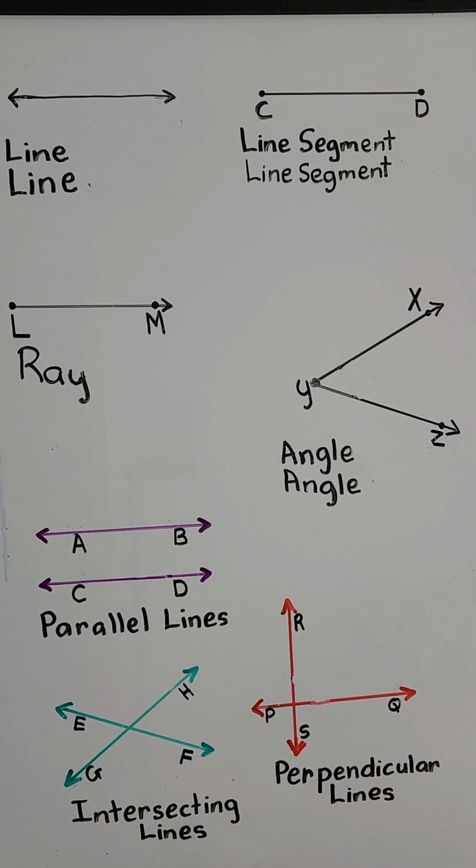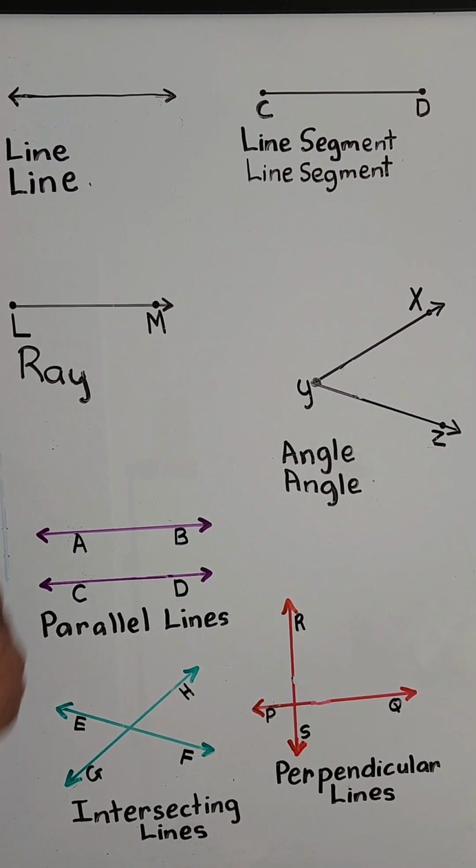First, we have a line. A line continues in both directions endlessly. That is, a line has endless points. So in order for us to name the line, we can choose any 2 points.